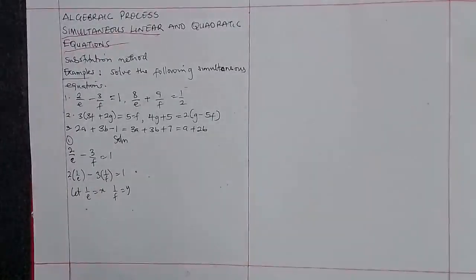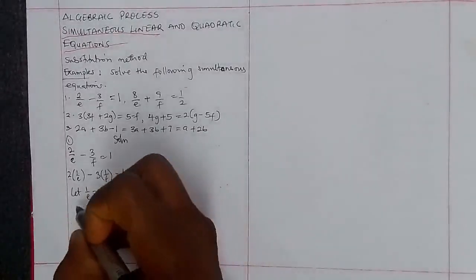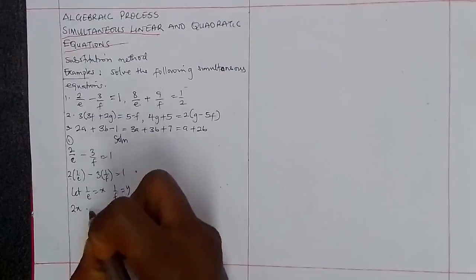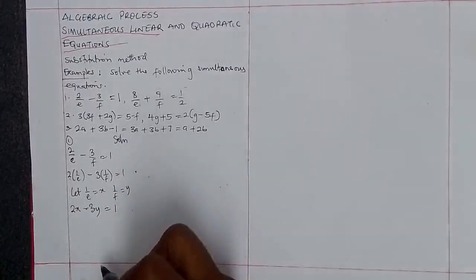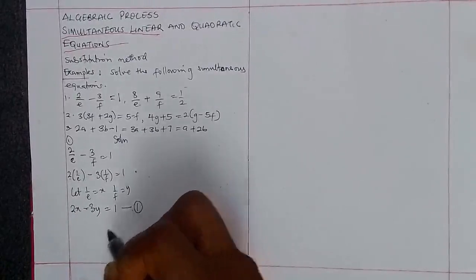What we do now, we have whole numbers with the variables. We have 2x minus 3y is equal to 1. This is equation 1 now.